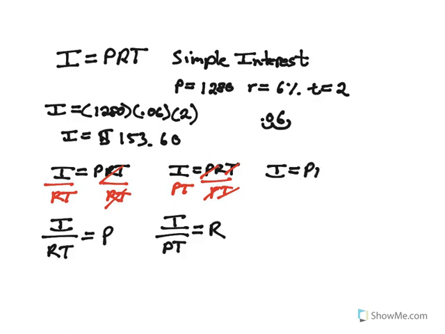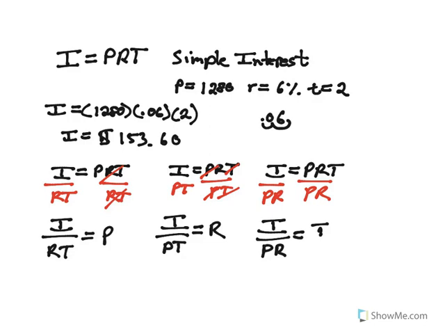Okay, if we divide both sides by PR, then the formula becomes interest divided by principal times the rate, and that'll give you the time. So you can derive each formula so you don't have to memorize it. You just have to know I equals PRT, and you can derive the other three formulas.